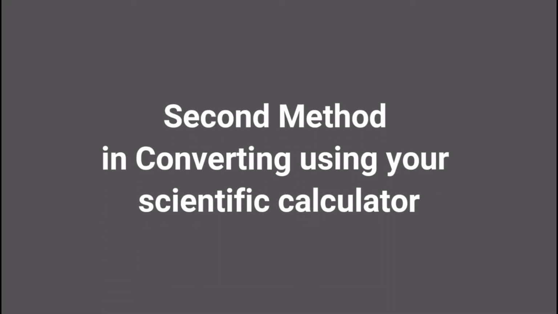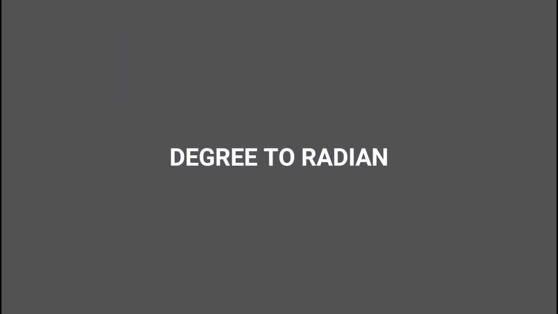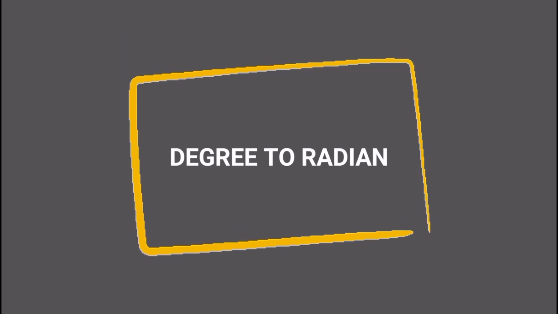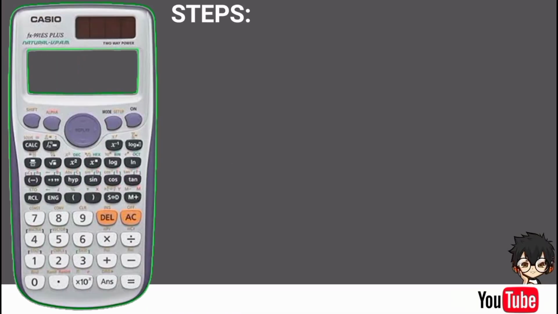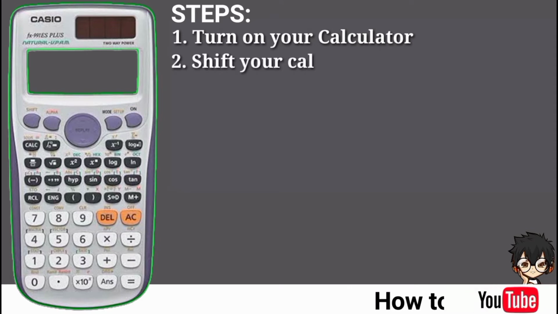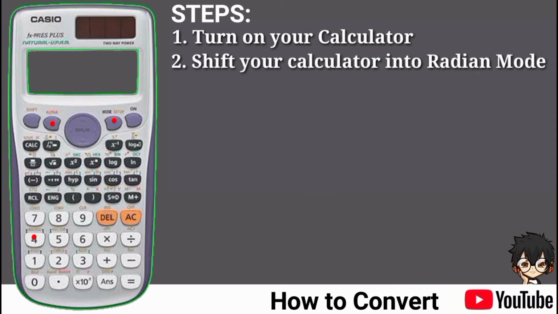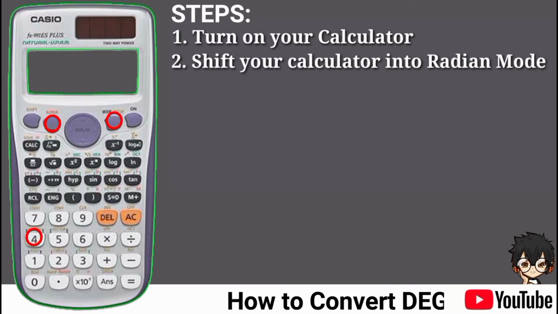Second method in converting using your scientific calculator. Here are the steps in converting degrees into radian using your scientific calculator. Step 1. Turn on your calculator. Step 2. Shift your calculator into radian mode. If you still don't know how to shift your calculator into radian, make sure to click the link in the description box below.